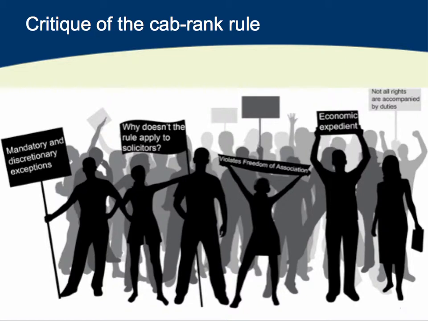Let's have a look at some of the critiques of the cab rank rule. Firstly, perhaps some of the exceptions first. The mandatory exceptions appear in Rule 95, in which there are 14 exceptions, and Rule 97, which deals with potential breach of confidentiality, and Rule 98, which deals with situations where a barrister might be double booked. There's also mandatory exceptions in relation to direct conflicts of interest, and also with respect to maintaining client confidences. Obviously, you can't represent a client if it's going to breach the confidence of another client or involve a conflict of interest. So they're mandatory exceptions.